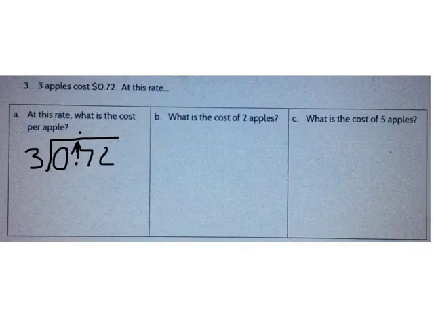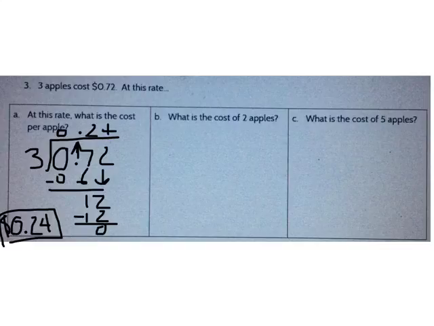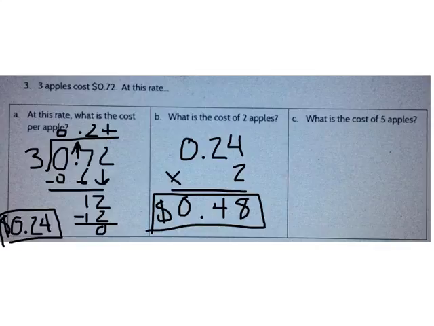Go ahead and divide 72 cents divided by 3. The cost of each apple is 24 cents. I can use that knowledge to find the cost of any number of apples. What's the cost of 2 apples? Go ahead and find that now by multiplying 24 cents times 2. The cost of 2 apples is 48 cents.